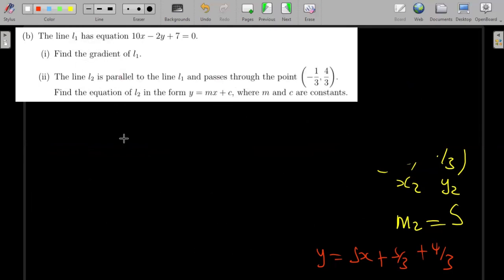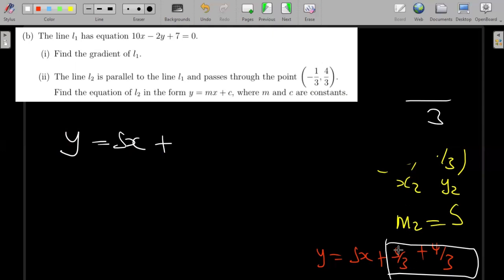Okay, so from there we are going to have this. We're going to say y is equal to 5x plus, so we add these two here. They have a common denominator, which is 3, and then it will just be 3 into 3, 1, and then 5 plus 4. So this would be 9 over 3, which will just be 3. So we're going to say plus 3.